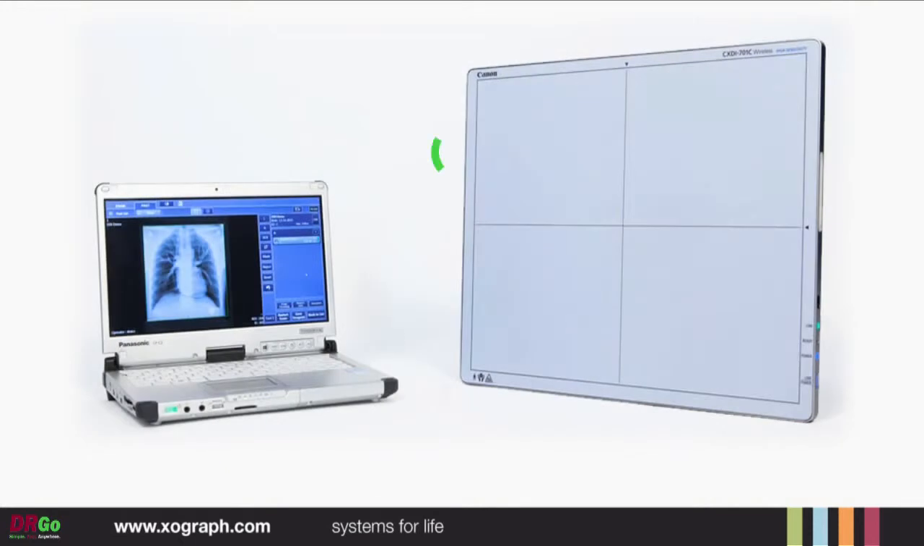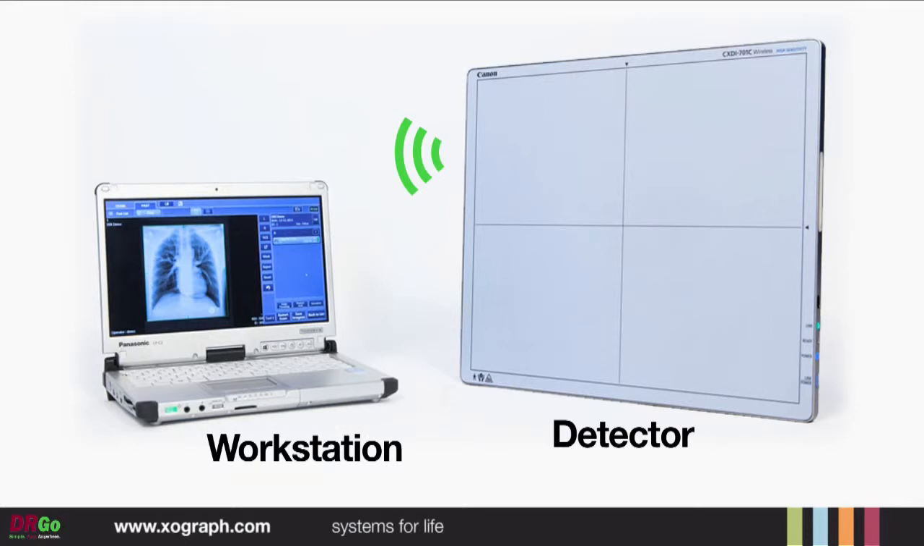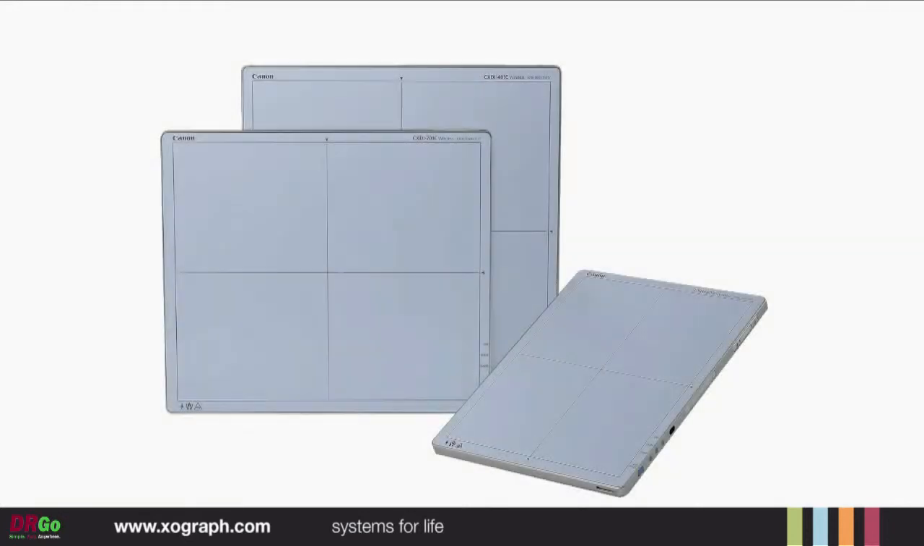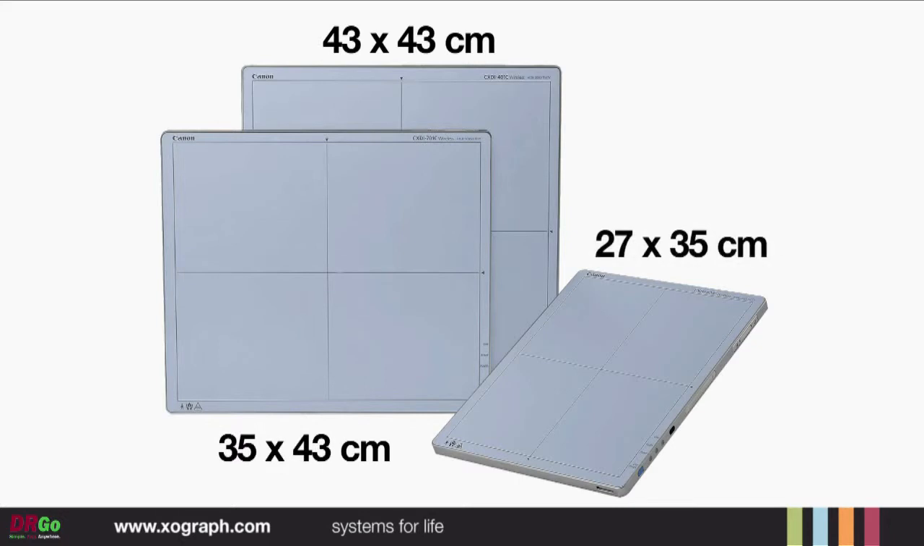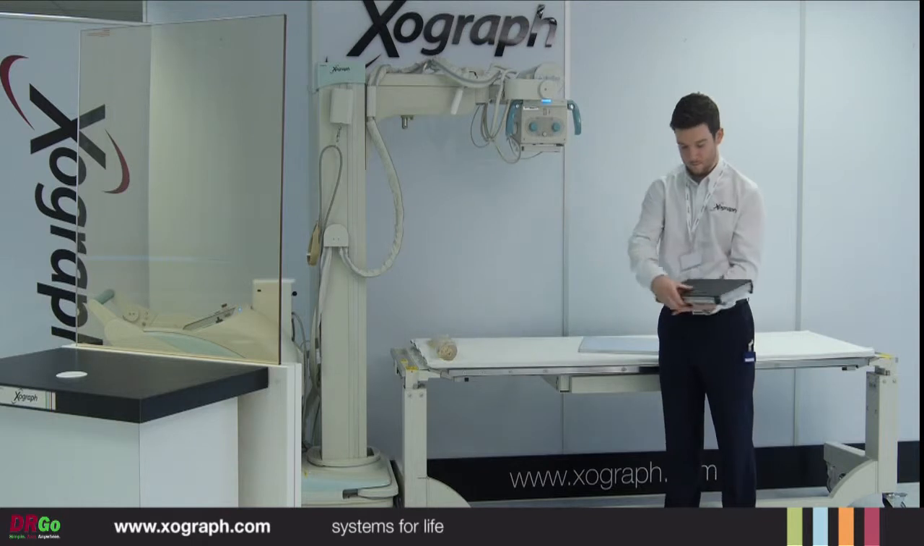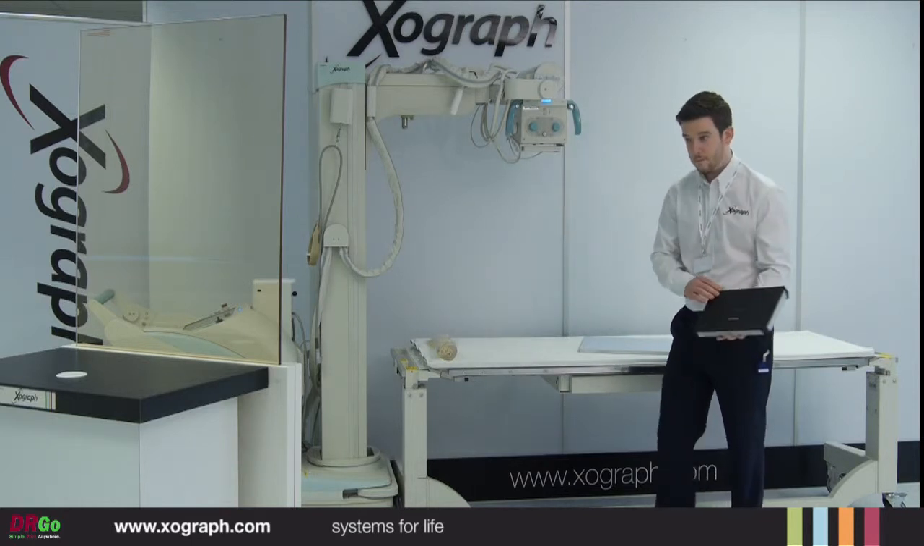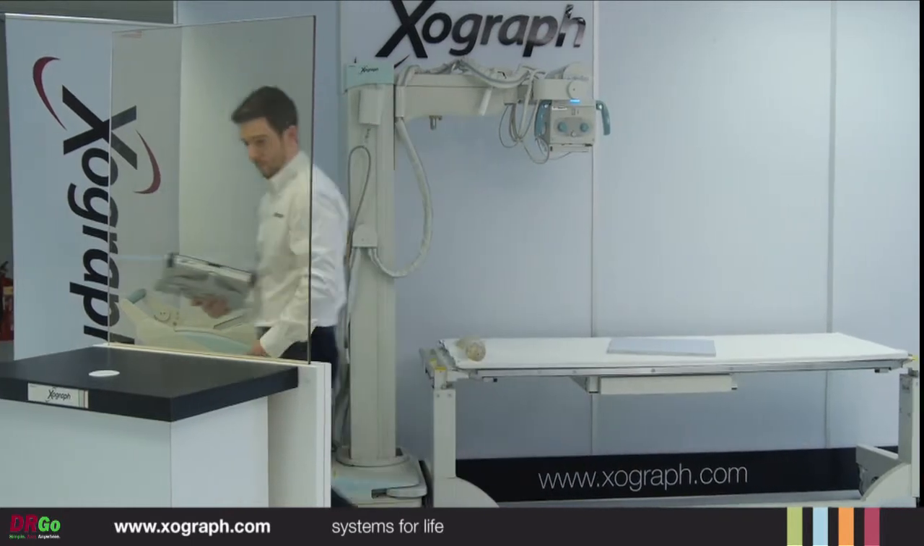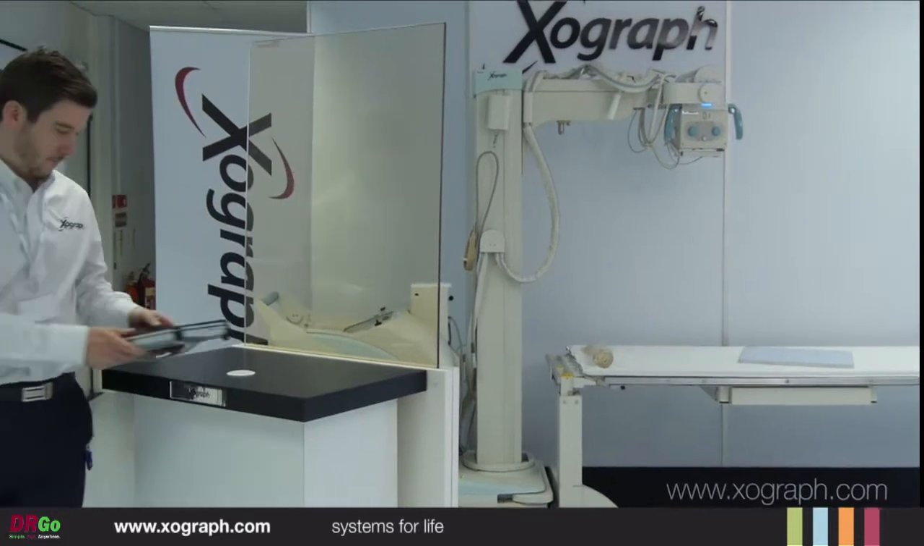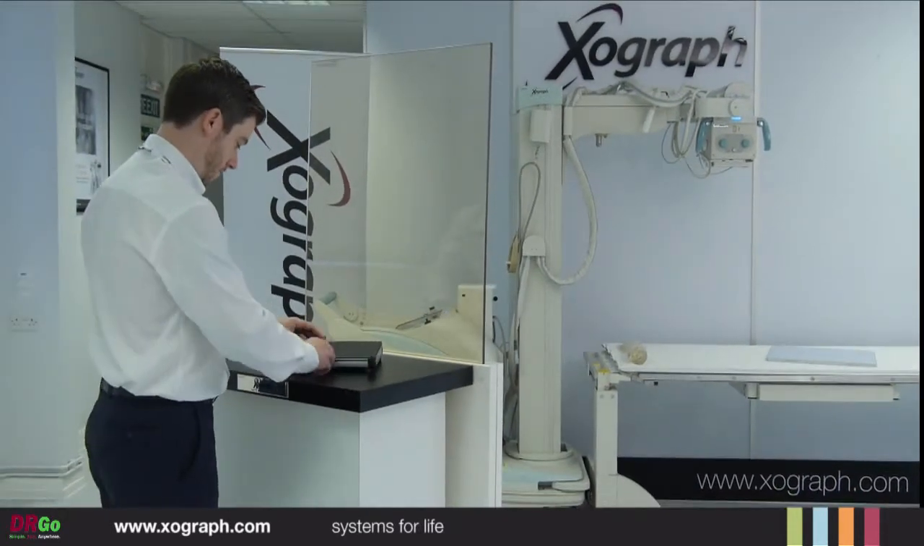DRGo consists of just two core components. The first is the Canon CXDI series wireless detector, of which three sizes are now available. Today we are using the 35-43 cm size. The second component is the PC. This can be either a desktop or a portable system. In this demonstration, we are using a portable ruggedized laptop.